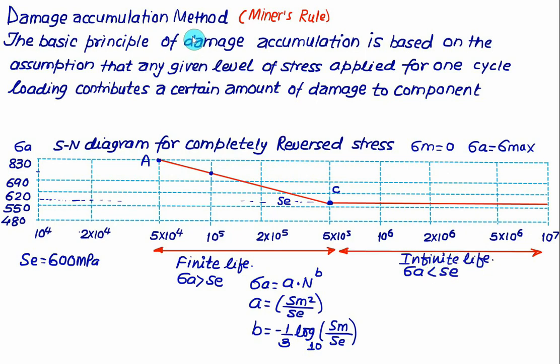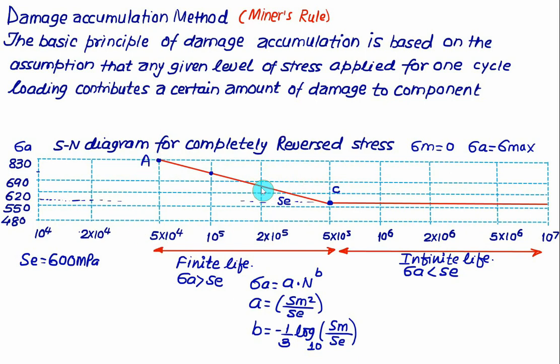To demonstrate the damage accumulation for different cycles, I will take the example of this material whose S-N curve is as shown in the figure. The basic principle of damage accumulation is based on the assumption that any given level of stress applied for one cycle of loading contributes a certain amount of damage to the component. Suppose we select point A, and the life is 5 into 10 to the power 4, and suppose we operate the component at an alternating stress equal to 830 for 100 cycles. Then the damage fraction will be 100 divided by 5 into 10 to the power 4. That much fraction of the damage will be done at point A.